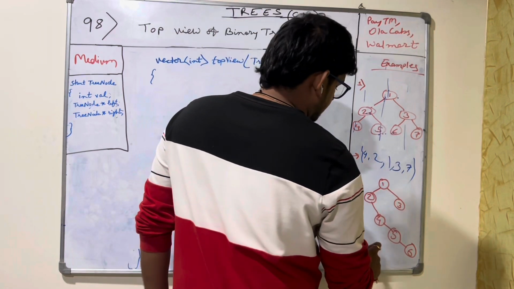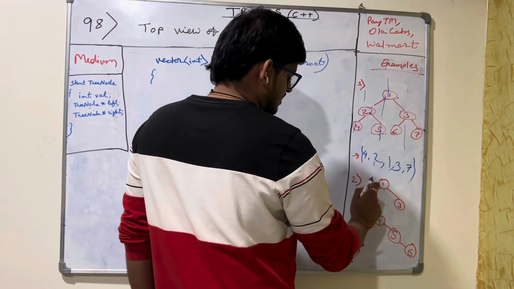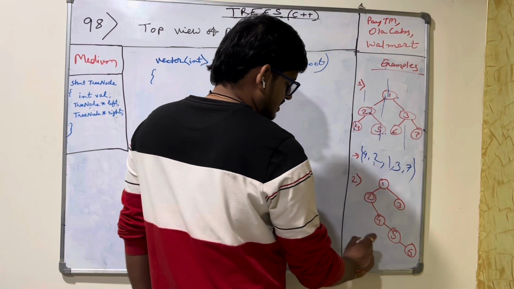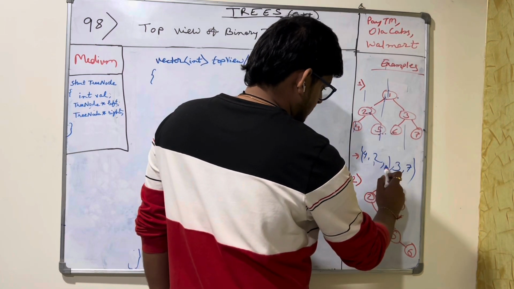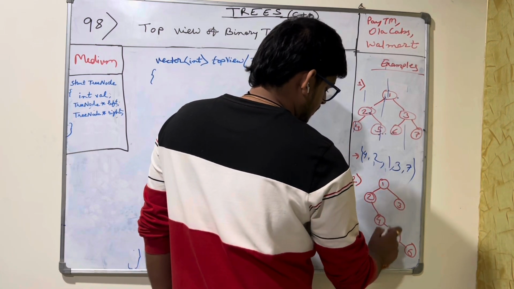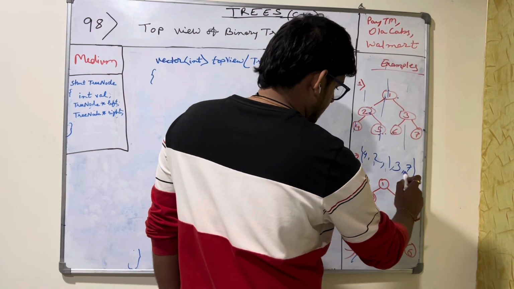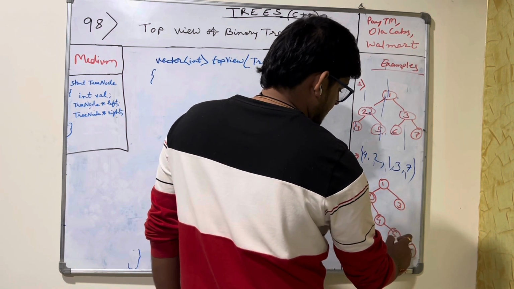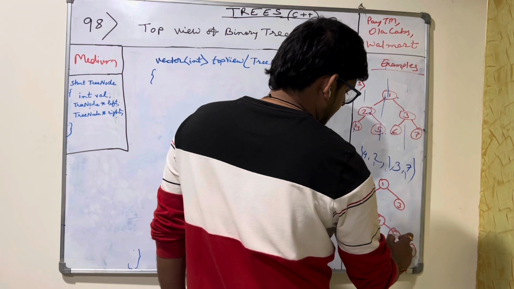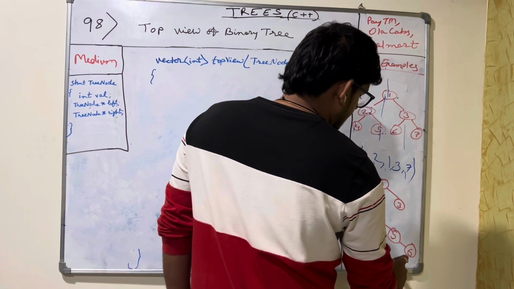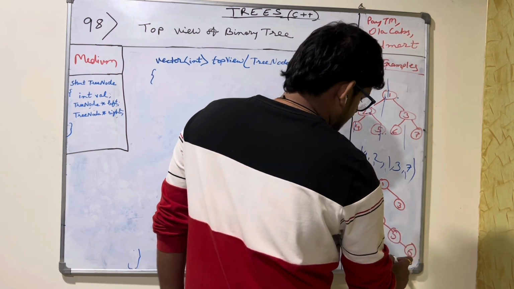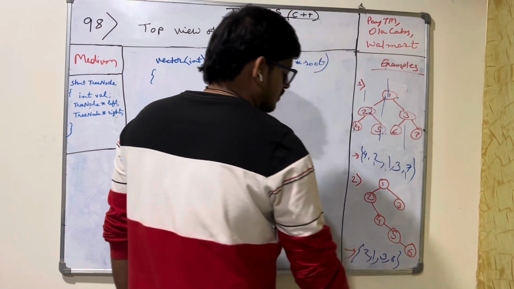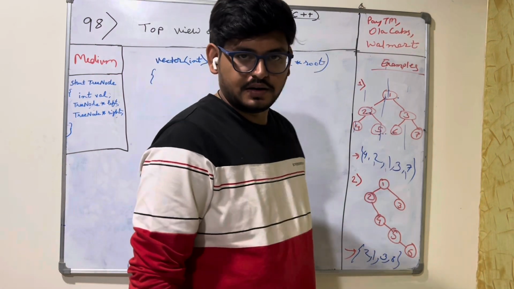If we see this example, what would be the top view? Starting from the leftmost, you can see 2. You can see 1, but then you can't see 4. Can you see 3? Of course you can see 3, but you can't see 5. 3 would obstruct 5. And you can see 6, nothing is there. So 2, 1, 3, 6 would be the top view for this binary tree.